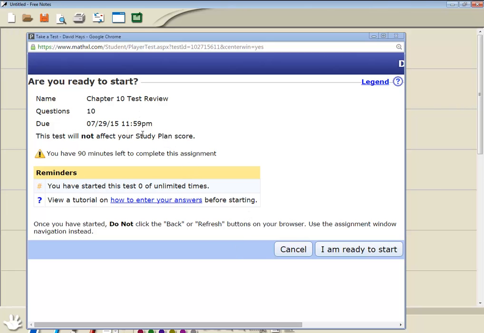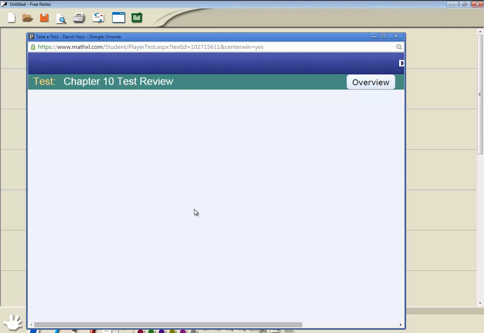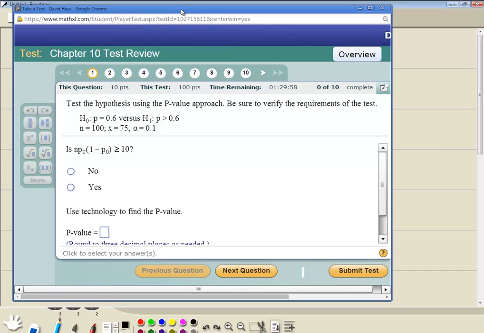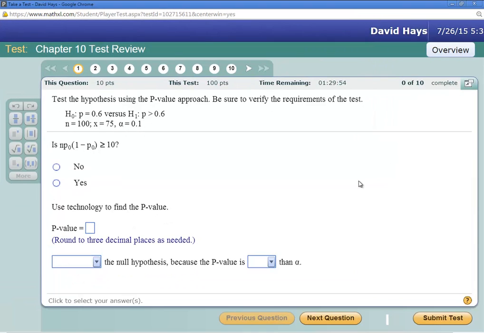Okay, let's take a look at Chapter 10, Test Review. And there we go. Test the hypothesis using the p-value approach. Be sure to verify the requirements of the test. We got H naught is equal to this. Okay, looks like a population proportion.